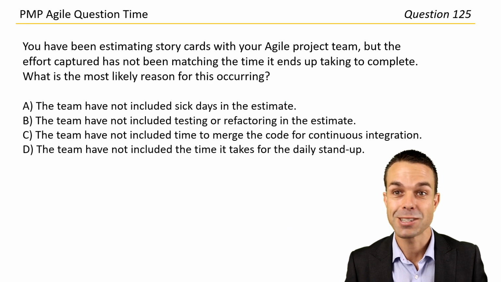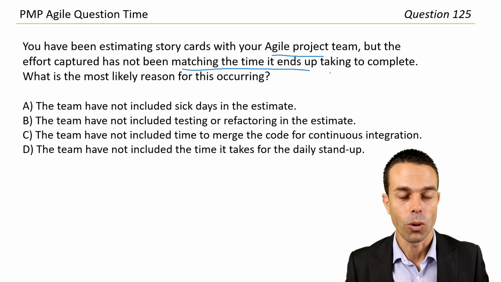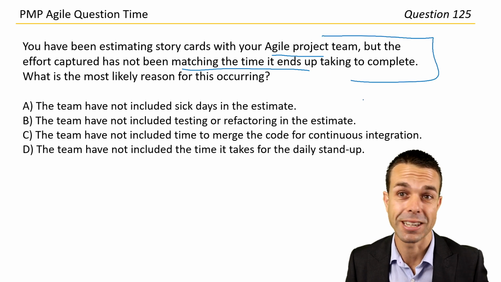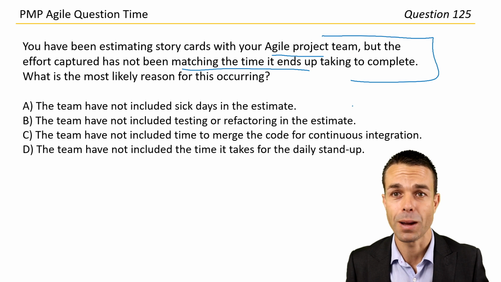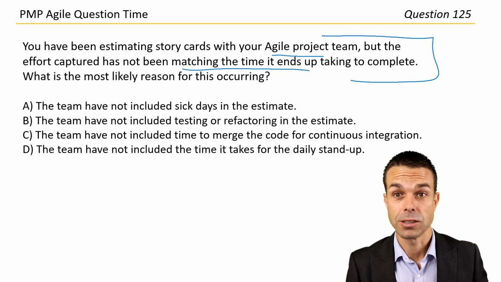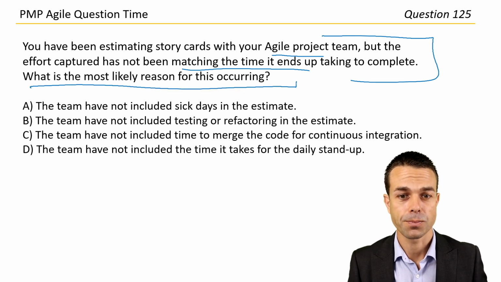Okay, you've been estimating story cards with your Agile project team, but the effort captured has not been matching the time it ends up taking to complete. This is such a good one, and this is the sort of thing that you will see on your exam. It's scenario based, and it's a problem. So this is a really good question to go through. What is the most likely reason for this occurring?